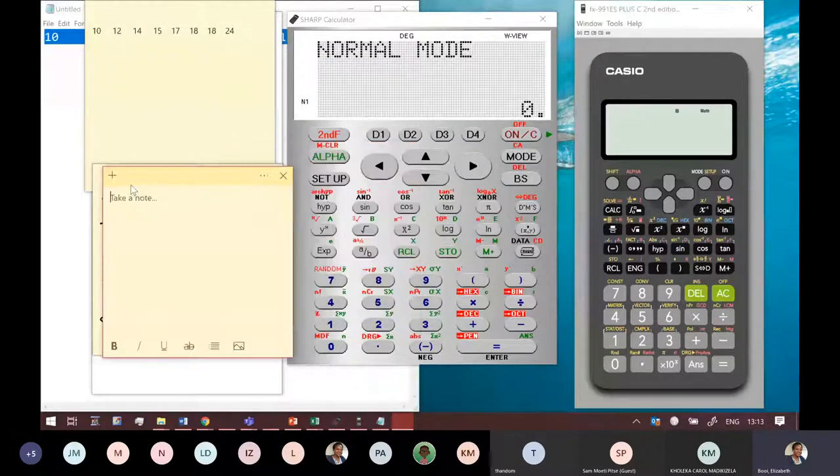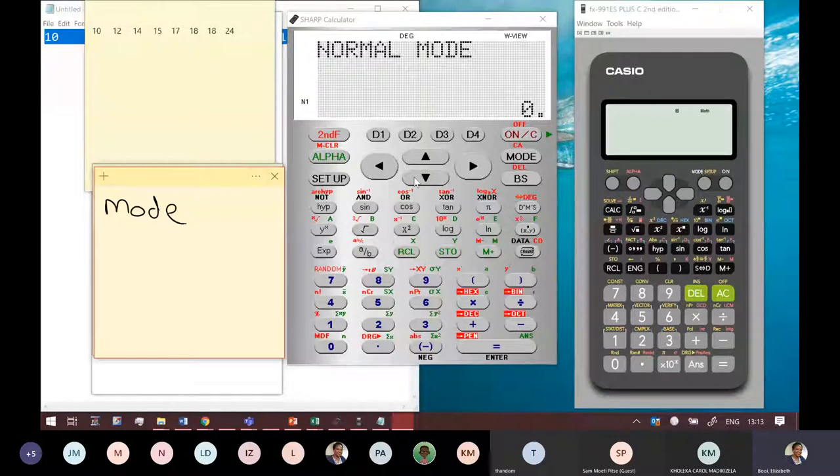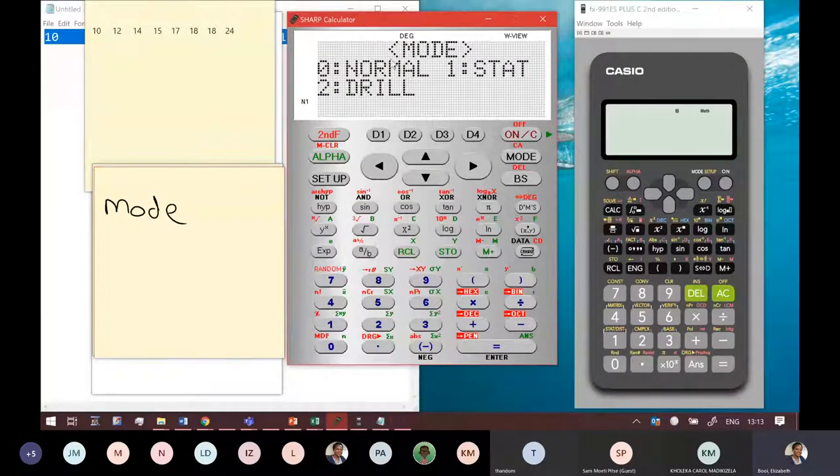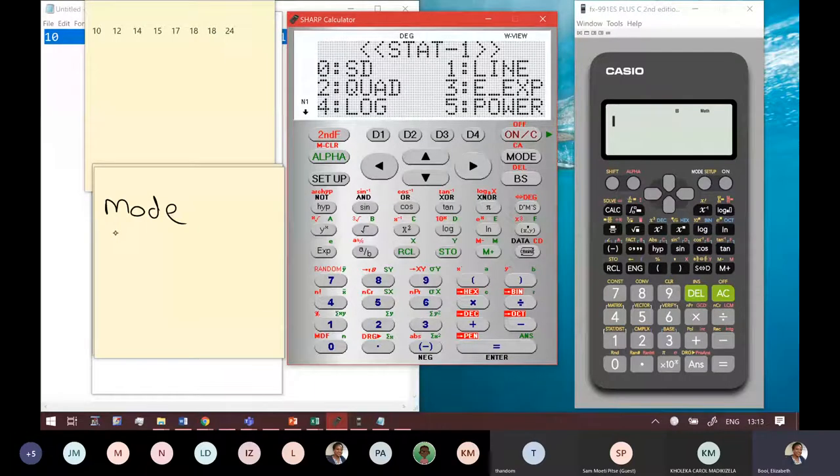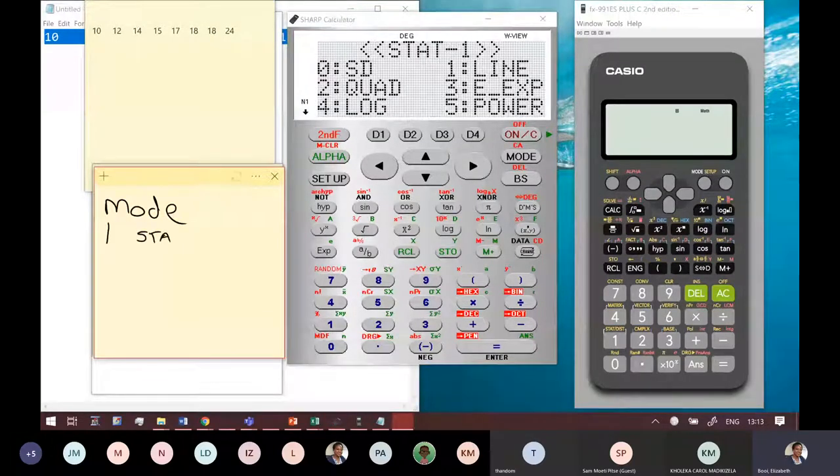You first press the mode button, which is that. You press the mode button and you will have a dialog that tells you 1 for stat and 0 for normal and 2 for drill. So we're going to use the 1 for stat. You go and press button number 1. So you will press 1 that relates to stat. And you will see that it gives you a new menu. At the top, it will say stat 1, and it will give you some menu as well.